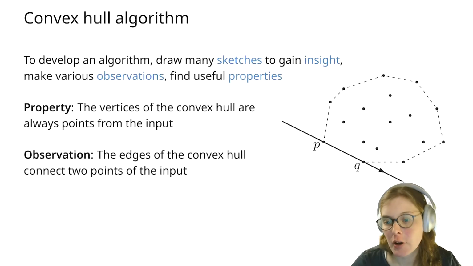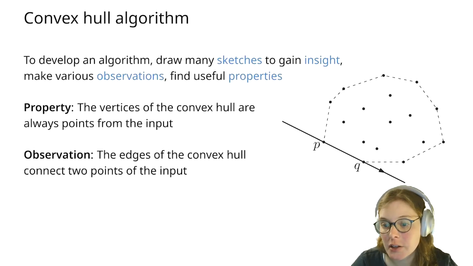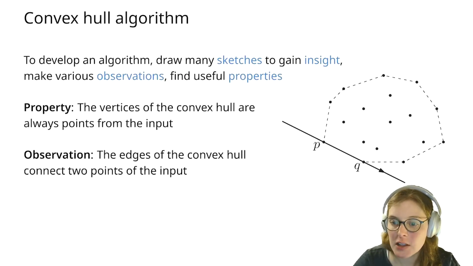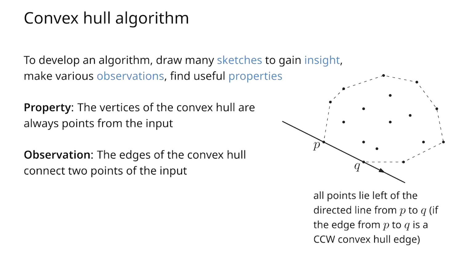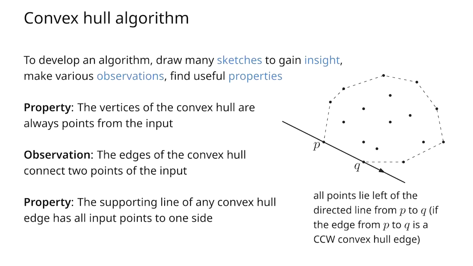Finally, if we draw a line containing an edge of a convex hull, in the example, this is the line going through 2 points P and Q lying on the convex hull, we can make an observation that all the remaining points lie to the left of this line if the direction of the line points in the counterclockwise direction around the boundary of the convex hull. So we are going to formulate this as a property. The supporting line of any convex hull edge has all input points to one side.